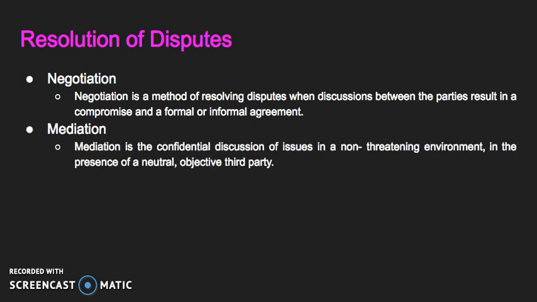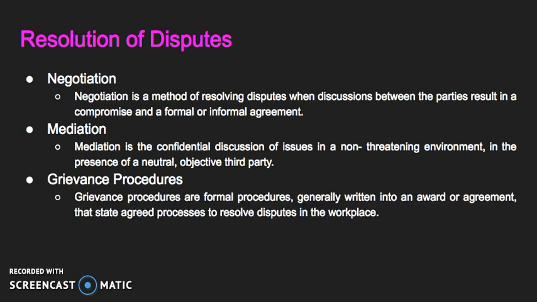We've also got mediation. Mediation is the confidential discussion of issues in a non-threatening environment in the presence of a neutral, objective third party. The third party may be independent and agreed on by key parties in a dispute, or a representative from a business, tribunal, or a government agency such as Fair Work Australia, the Australian Human Rights Commission, or the Anti-Discrimination Board. Mediation as an alternative dispute resolution technique is increasingly popular in Australia. It allows the parties to become empowered by resolving their own disputes, and it reduces the risk of disputes escalating and leading to expensive legal costs or industrial action.